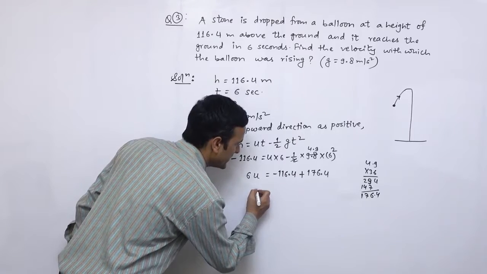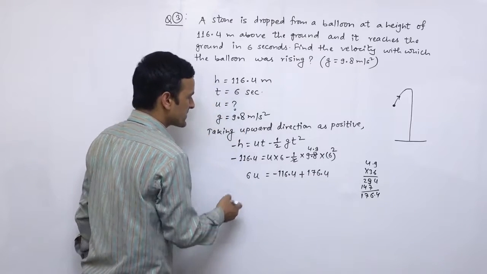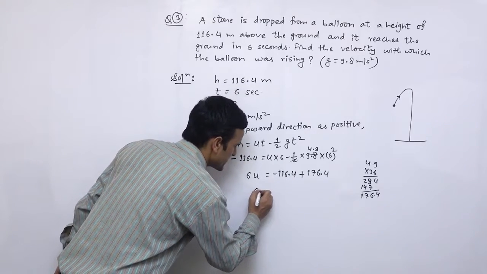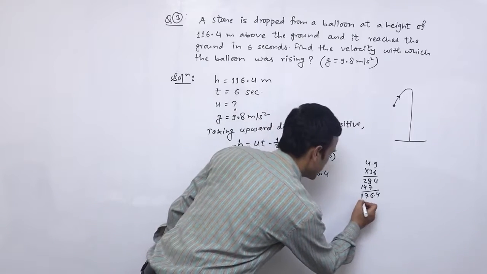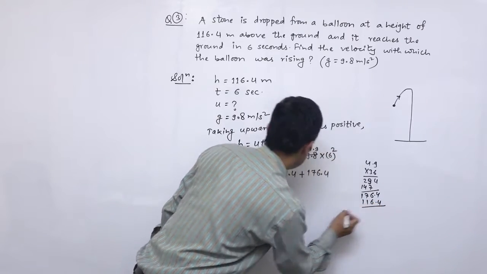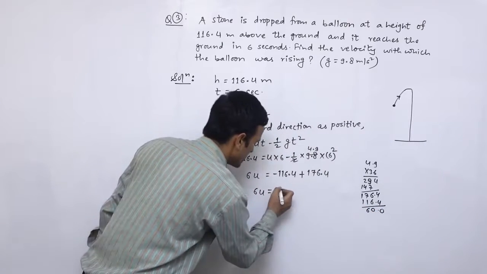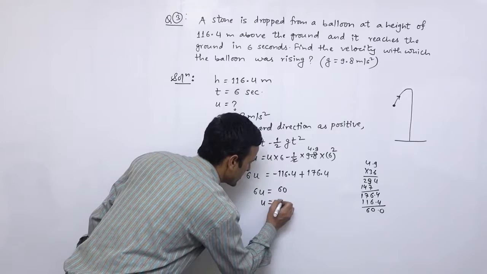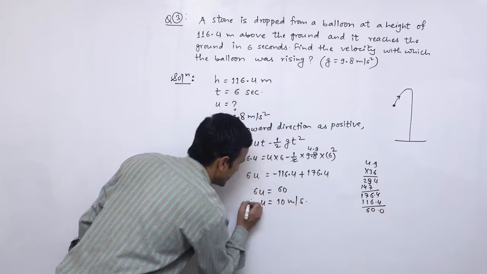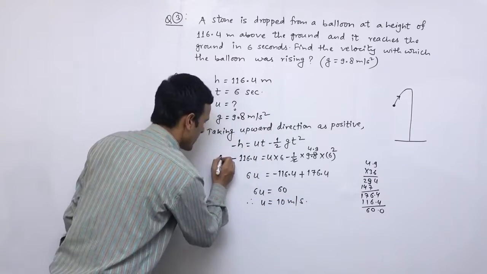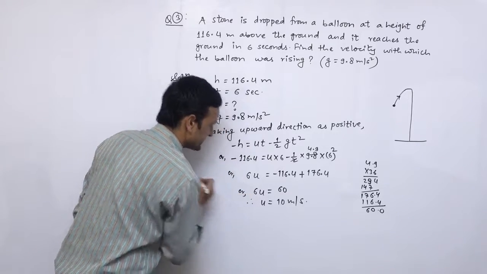So finally subtracting these two terms, and we get 6u is equal to minus 116.4. So this will be 0 0 7 minus 1 6. So it will be 60. So u is equal to 10 meter per second. So in this way we can solve this question.